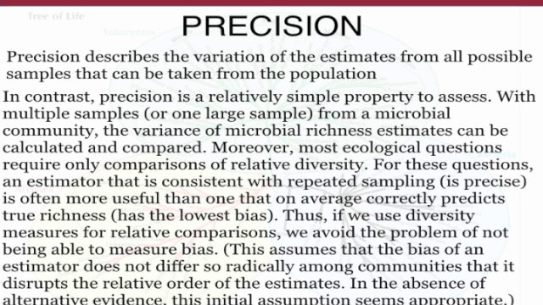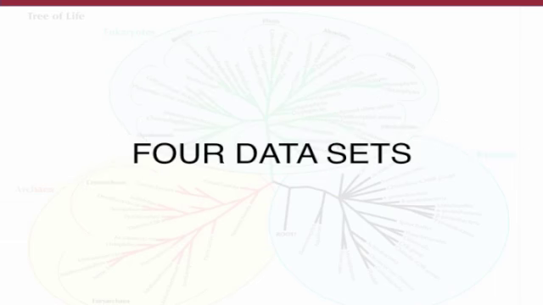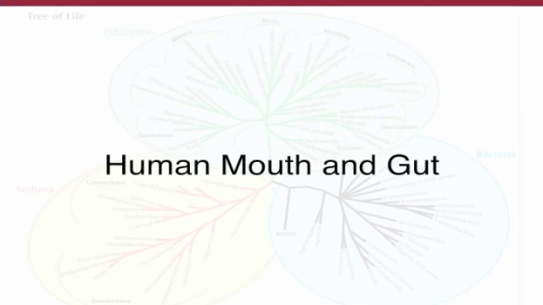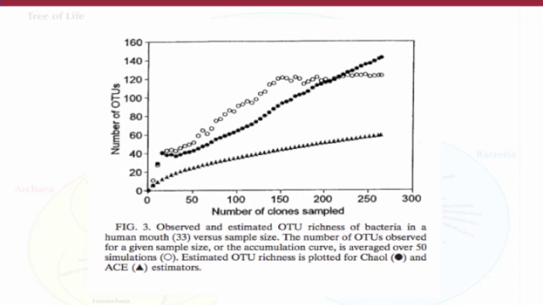So if you make many different estimates, do you always get the same estimate, or do you get different estimates? And then they talk about the formulas to calculate this, and they go through it really for one data set, although they say for 4. A human mouth and gut sample they focus on most. They tell you a little bit about the data set, and then this is the key part of the paper.